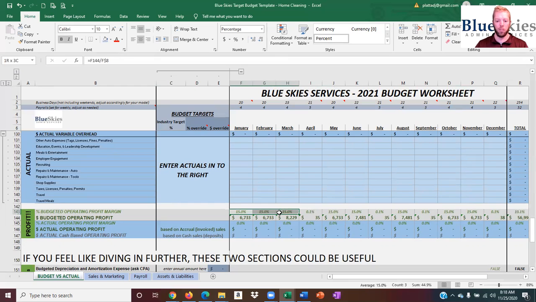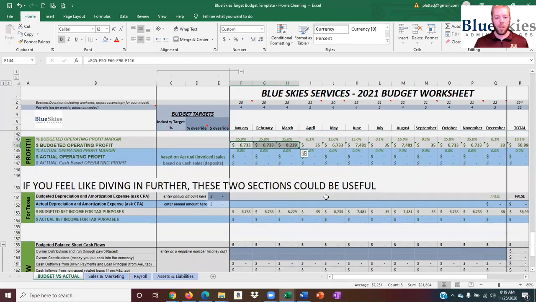You'll notice the months where we have 4 payrolls, you should really be doing more like 15% profitability. The month where you have 5 payrolls, it'd be great to break even. And that's just the nature of the math when you get hit with that 5th payroll. Breaking even is great. So don't be discouraged if you don't make money in a month where you have 5 payrolls. You're not supposed to. You just need to make sure that you're making all the money in the months where you have 4 payrolls. So now the bottom section of this, if you feel like diving in a little bit farther, these 2 sections could be useful.